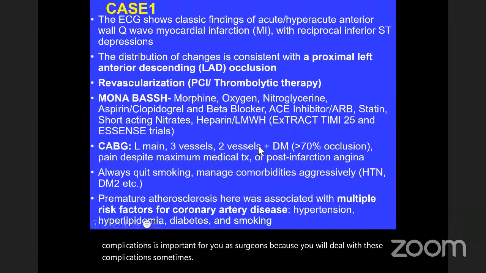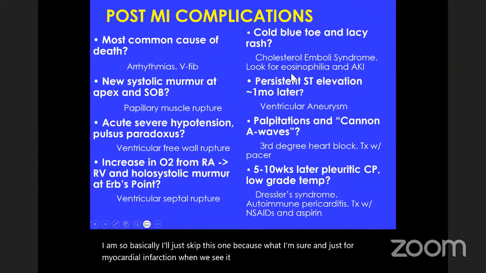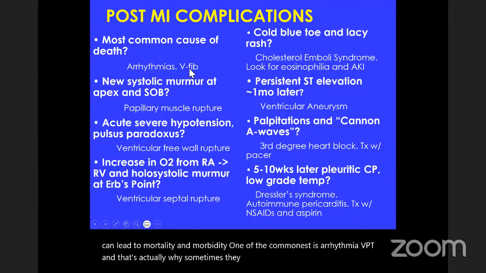So basically, I'll just skip this one because I'm sure you know it. For myocardial infarction, when we see it in ECGs and the patient goes for intervention, we should always keep in mind the common complications that can lead to mortality and morbidity. One of the commonest is arrhythmia. They may get VF, VT, and that's actually why sometimes they die before they reach the hospital. So of course, the patient needs to be monitored with a defibrillator around.